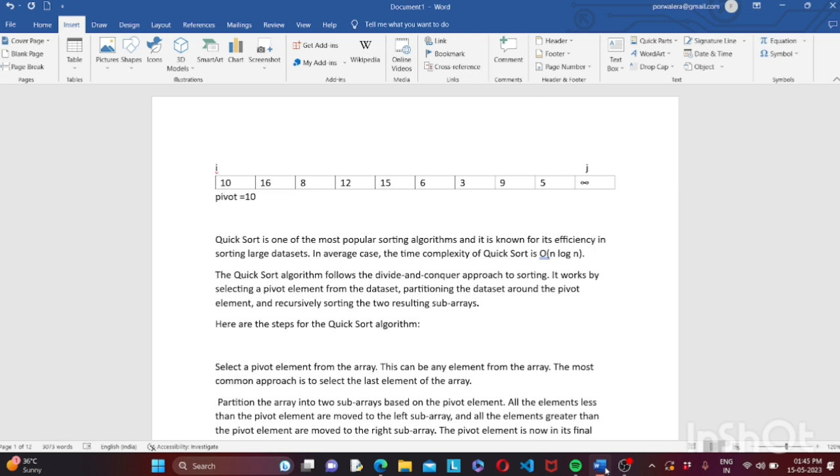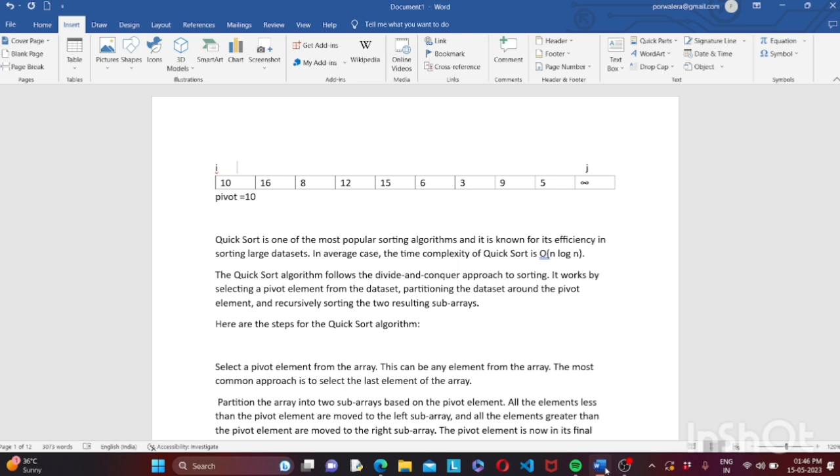Today we'll be seeing the solutions for our end semester examination of the subject Analysis and Design of Algorithm, which is ADA. So the very first question was of quicksort. First of all, let us understand what is the idea behind the quicksort and on what concept it works.